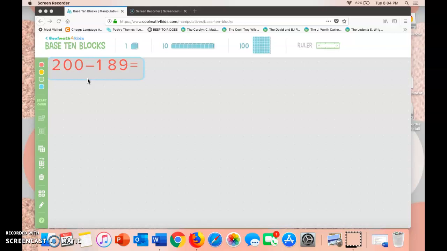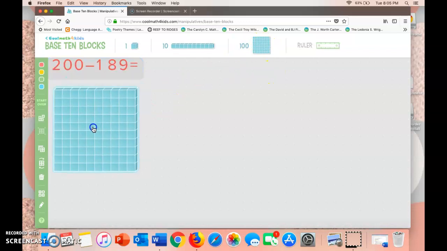Second grade students use base 10 blocks or snap cubes to solve subtraction problems. For the purpose of this demonstration, I will be using base 10 blocks. And having students use hands-on manipulatives is often most helpful for children at this age. So first, the student would examine the problem that we have on the screen, 200 minus 189. They first would model 200 by using two 100s blocks.